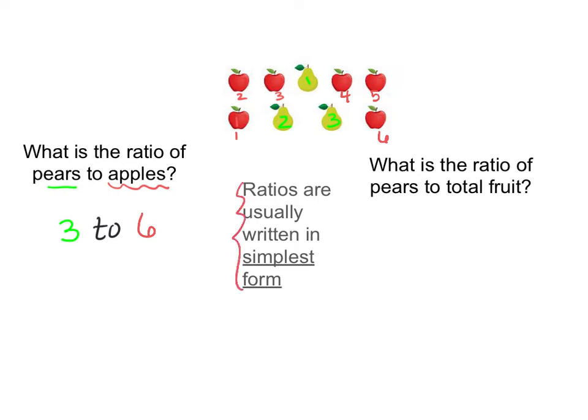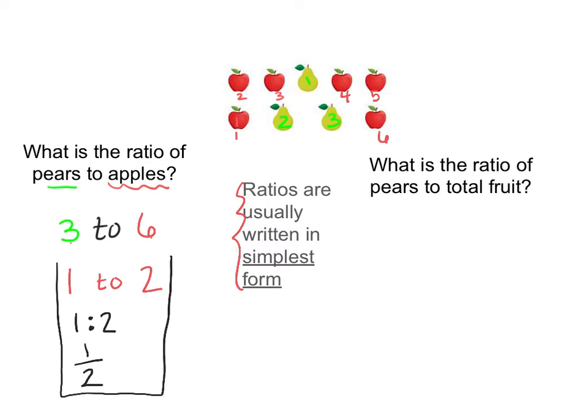However, we need to make sure that we put it in simplest form. Because I see a 3 and a 6 here, that means I can divide by 3. So my simplest form would be 1 to 2. And that would be my simplest form of this ratio. So the 3 ways to write it, that's one way. The second way would be to use a colon. And then the third way would be to write it as a fraction. So those are the 3 different ways.